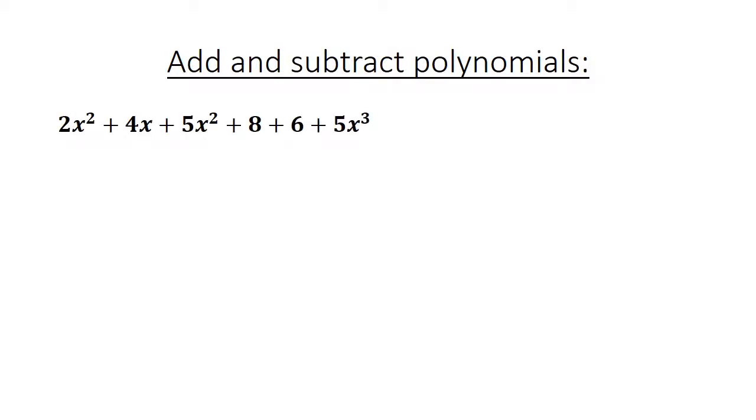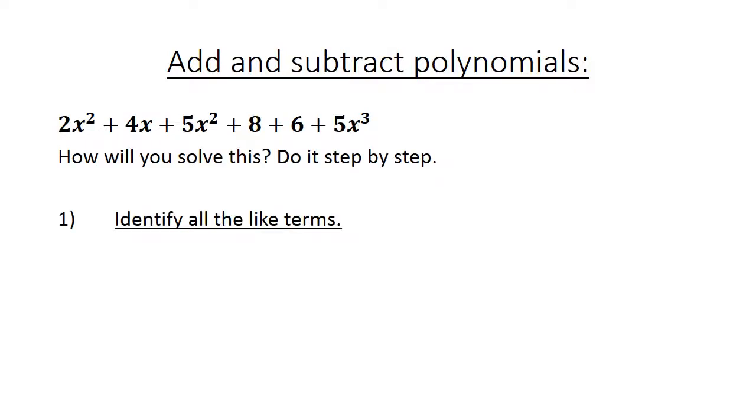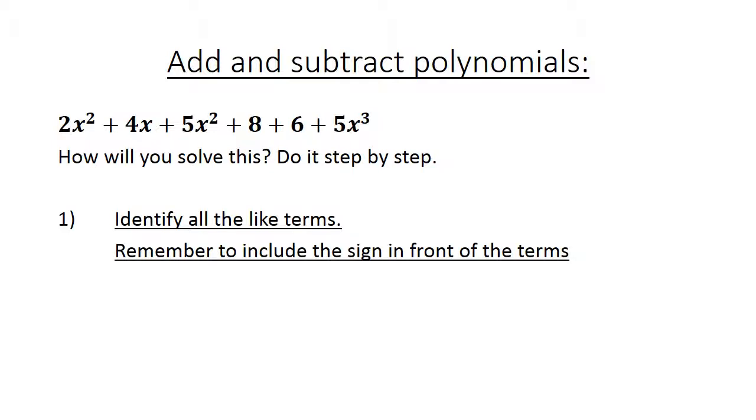Add and subtract polynomials. 2x to the power of 2 plus 4x plus 5x to the power of 2 plus 8, plus 6, plus 5x to the power of 3. How will you solve this? Do it step by step. Identify all the like terms. Remember to include the sign in front of the term.